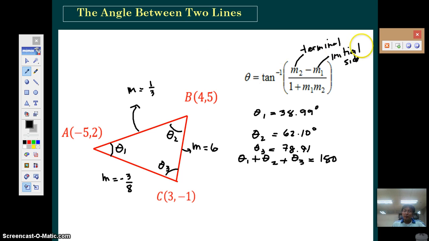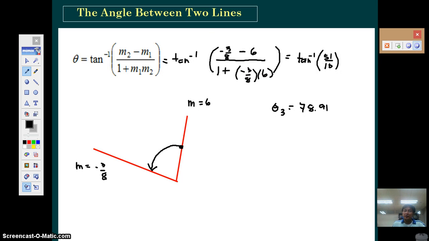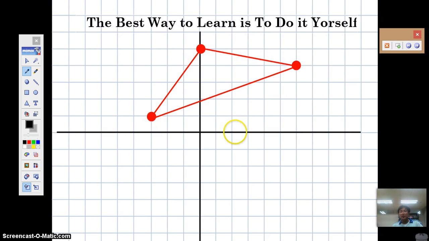Okay, so again, on to my favorite part. I have here a triangle given the vertices. You can get the coordinates of the vertices, it's plotted. I want you to find the interior angles of this triangle for practice. An easy way to check is when you add all your angles, it should be 180.